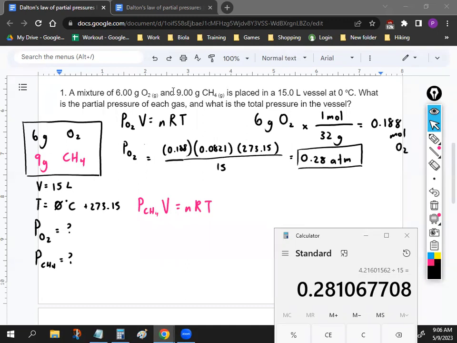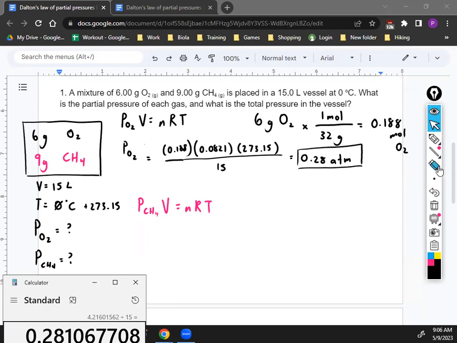For this part of the problem, we need to do the same thing, but this time we're going to start with the numbers for CH4. So let's start with the molar mass of CH4. We're going to take 9 grams of CH4 and turn it into moles. So we have to find the molar mass of CH4. This should not be too bad.